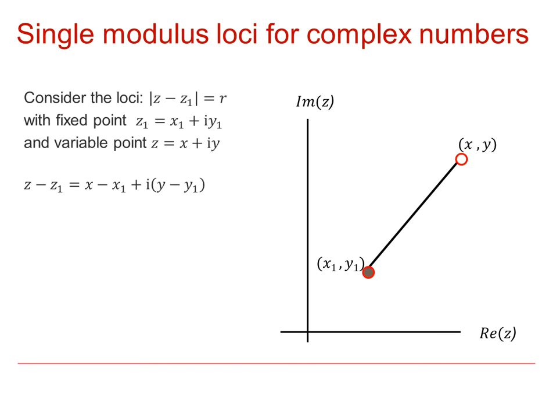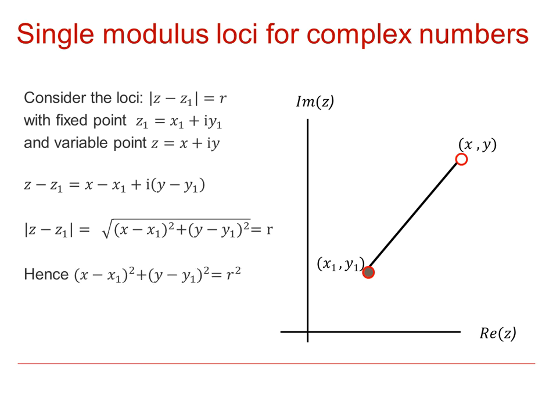So if we want to calculate the modulus of that, then we can use Pythagoras' theorem, and we get that the modulus is equal to the square root of (x minus x1) squared plus (y minus y1) squared, and we're told that that has to be equal to r. Well, we can square both sides to get rid of that square root, so that we end up with (x minus x1) squared plus (y minus y1) squared equals r squared. And of course now we'll recognize that as being a circle centered on (x1, y1) with radius r.